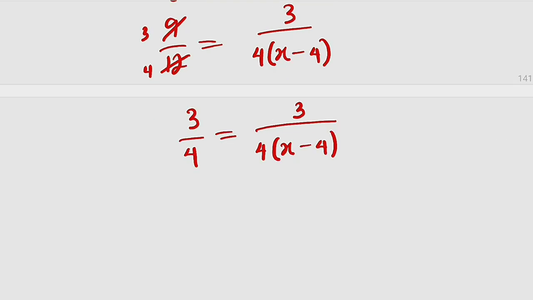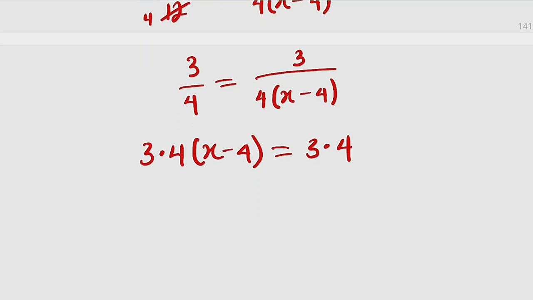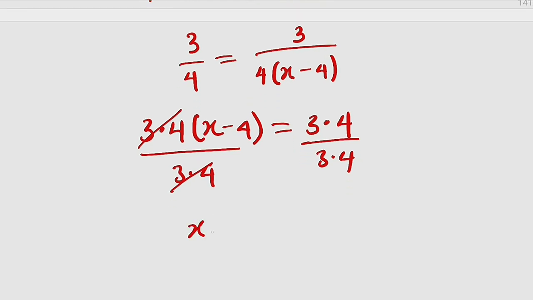All right. From here, we can cross multiply. We take this, you multiply by the whole of this. 3 multiplied by 4 bracket x minus 4 equals 4 multiplied by 3, which is the same thing as 3 multiplied by 4, right? So you can see that you can directly divide both sides by 3 multiplied by 4, so that this and this will cancel. We only have x minus 4 to the left, and this is equal to 1, right? Because they are exactly the same.